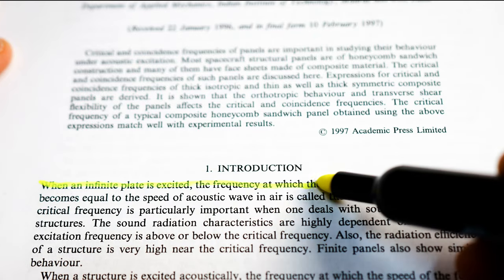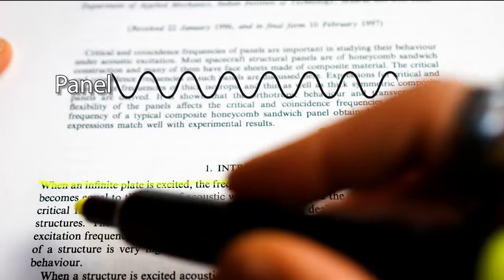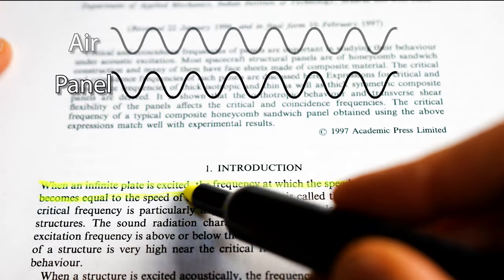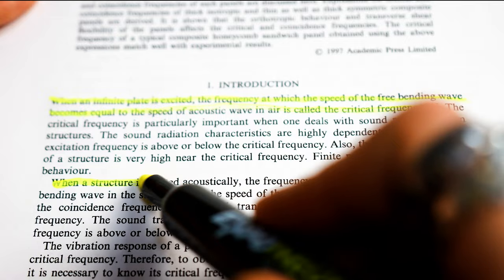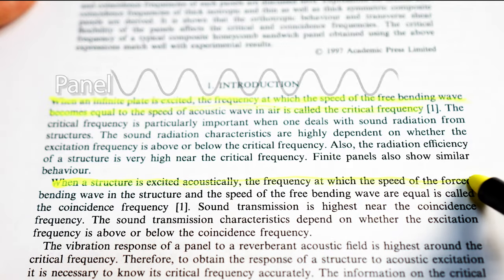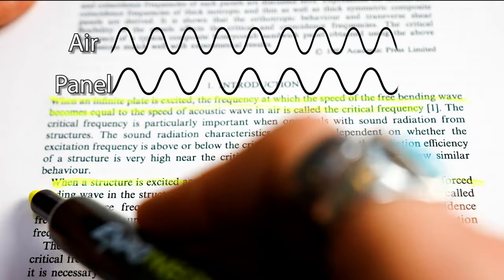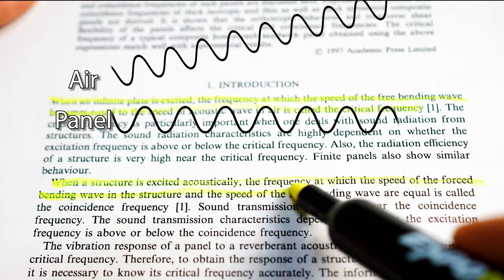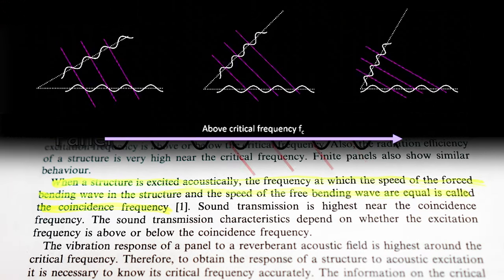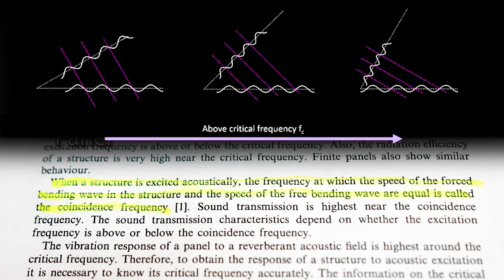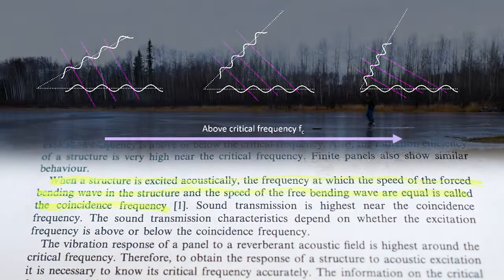A critical frequency occurs when the speed of a free bending wave in a panel is equal to the acoustic wave in the air. A coincidence occurs when the acoustic wave in the air is above the critical frequency of the panel, but is at an angle where an incidence can occur. Above critical frequency, there will always be an angle of incidence, hence a coincidence frequency.